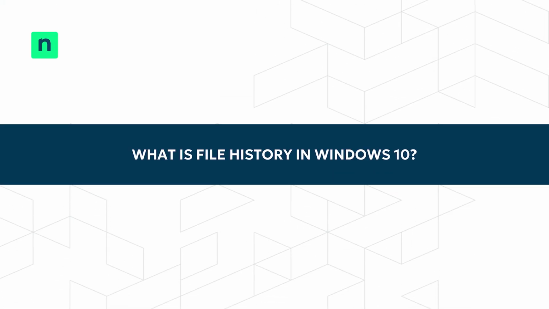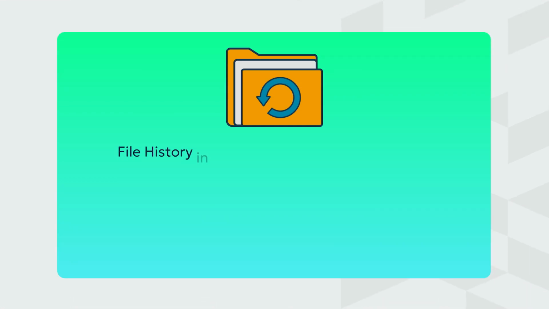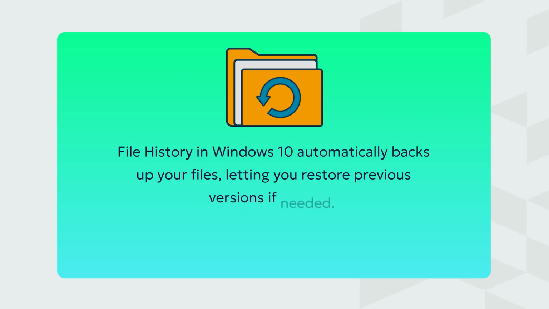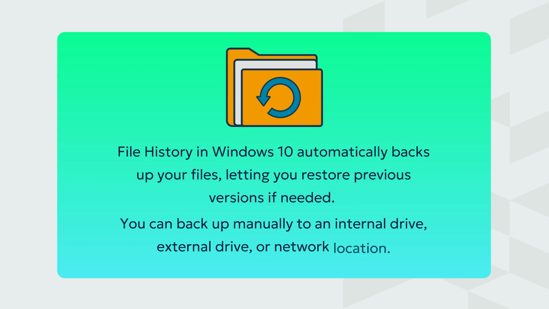What is file history in Windows 10? File history is a built-in backup tool in Windows 10 that automatically saves copies of your files on a regular basis. This lets you recover older versions if something goes wrong or a file is lost. One key benefit is the ability to restore previous versions of your files whenever needed. You can manually back up using file history to an internal drive, an external hard drive, or a network drive.